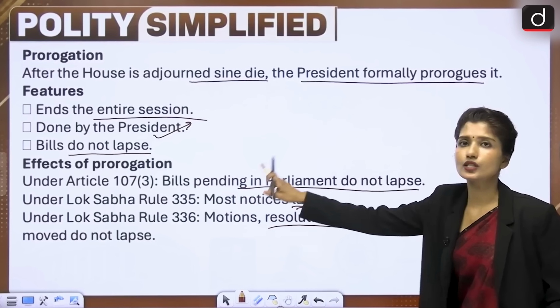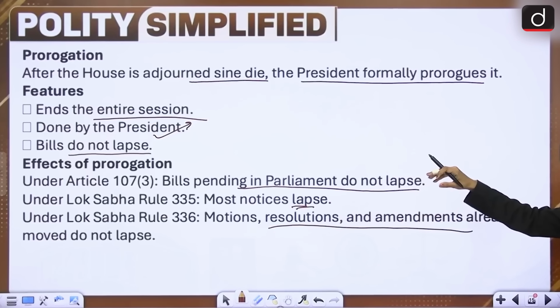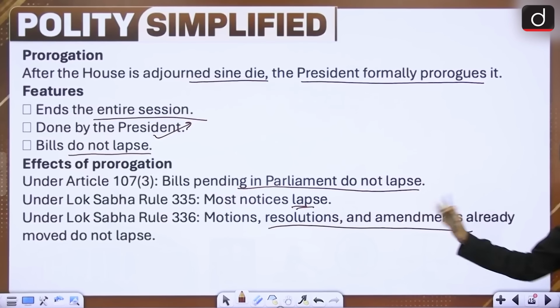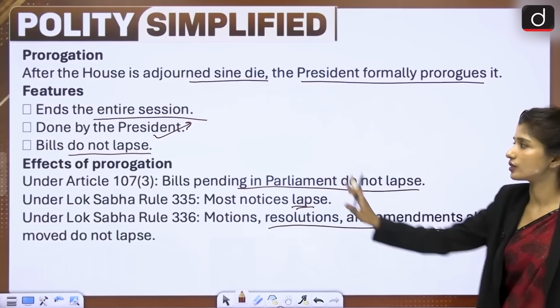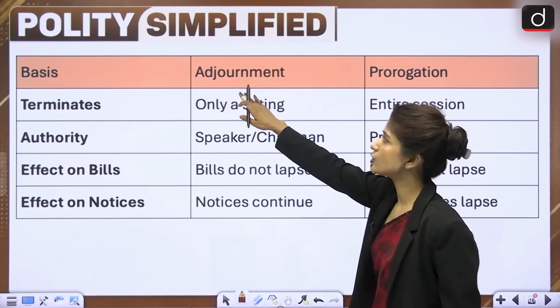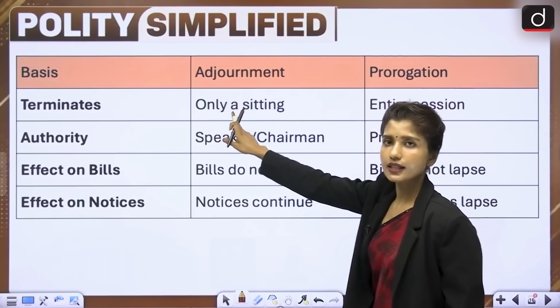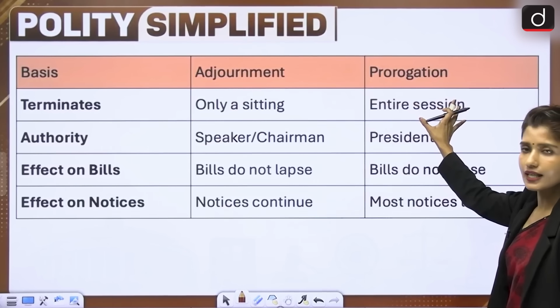But these notices which are given by members of Parliament to ask questions, introduce a motion or start a discussion, they lapse in prorogation. Next, what is the basic difference between adjournment and prorogation? Because it can be asked. First, adjournment terminates only the sitting. Prorogation ends the entire session.